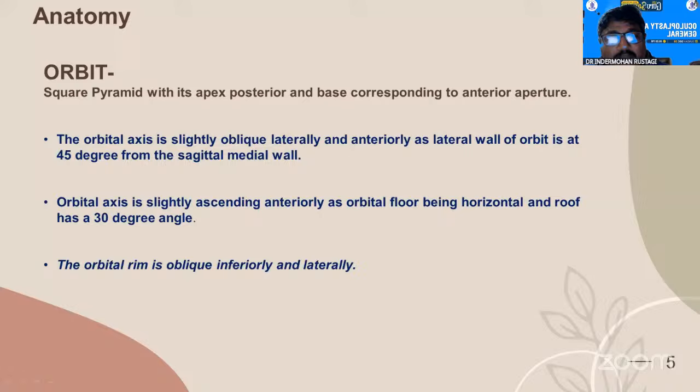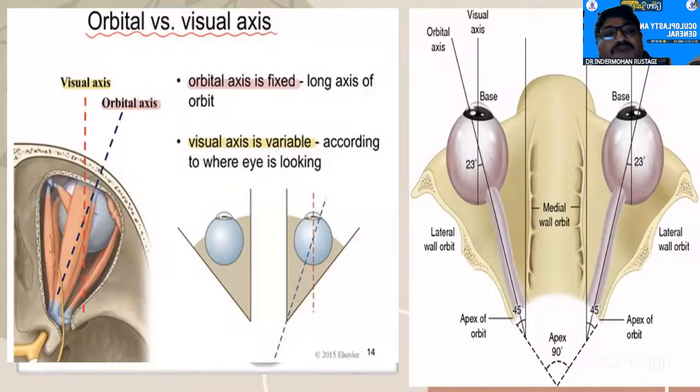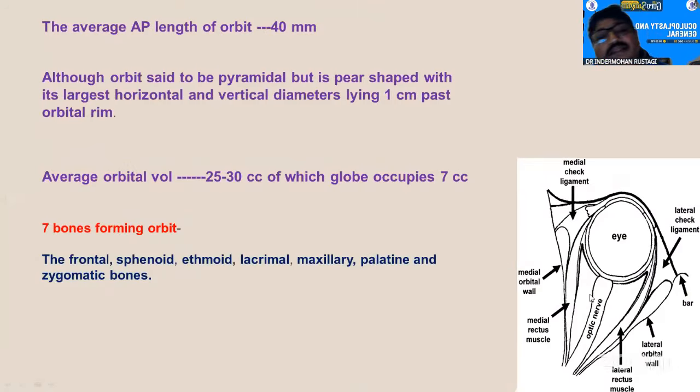medial wall. At the same time, the orbital axis is slightly ascending anteriorly, as the orbital floor is horizontal and the roof has a 30-degree angle. So it is a little bit of a pyramid shape, and the rim is again oblique inferiorly and laterally. So this is how things work. There is a difference between the orbital and visual axis. The visual axis is straight and variable, where the eye is looking, and the orbital axis is fixed, and it is usually at 45 degrees.